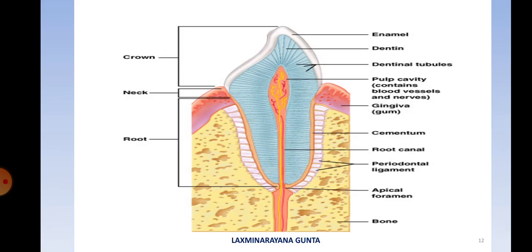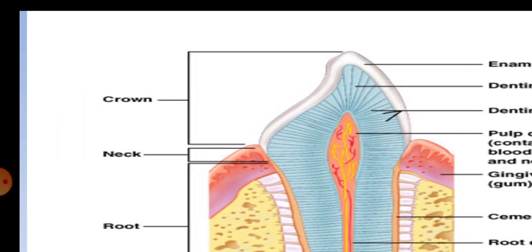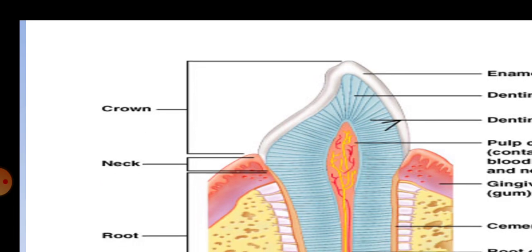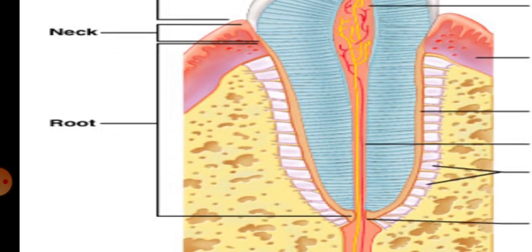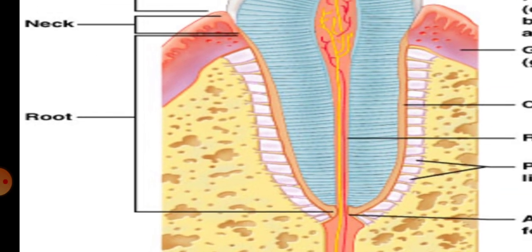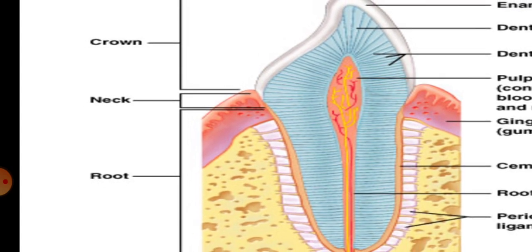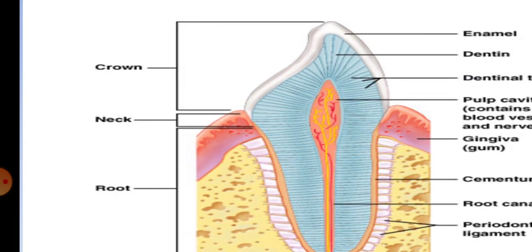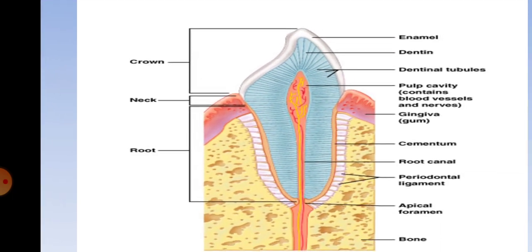Now let us go through the structure of a tooth. A tooth has three regions. The upper visible portion is called the crown region, and the lower part, which is not visible to us and which is embedded in the socket, is called the root, and the portion which is covered with gums is called the neck.